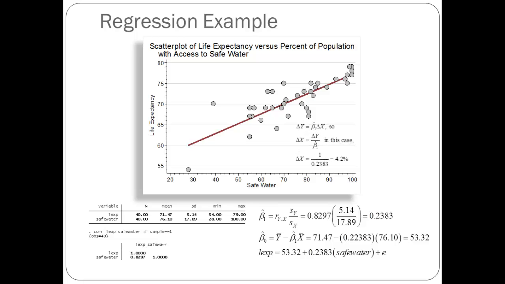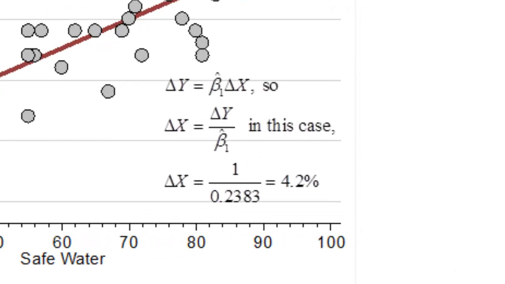And all we're doing is transforming our variables a little bit to make them more understandable, to tell a story a bit better. So let's focus in on this little formula in here. We know in general that delta y, or change in y, is equal to beta hat sub 1 delta x. Change in y is equal to beta hat sub 1 change in x. So if I go ahead and solve for x, I get delta x is equal to delta y divided by beta hat sub 1.